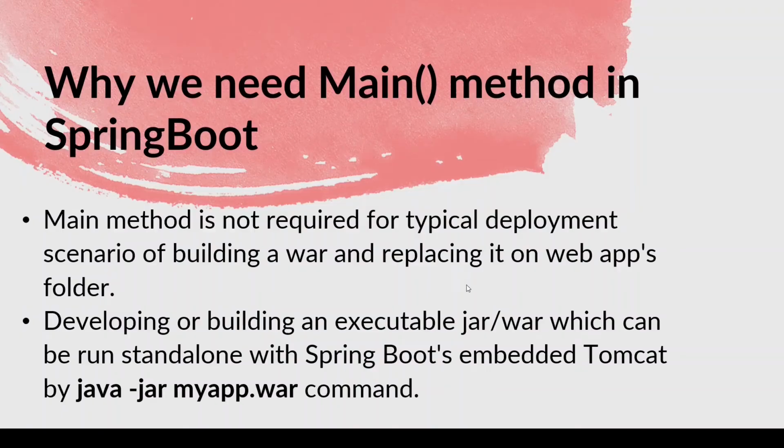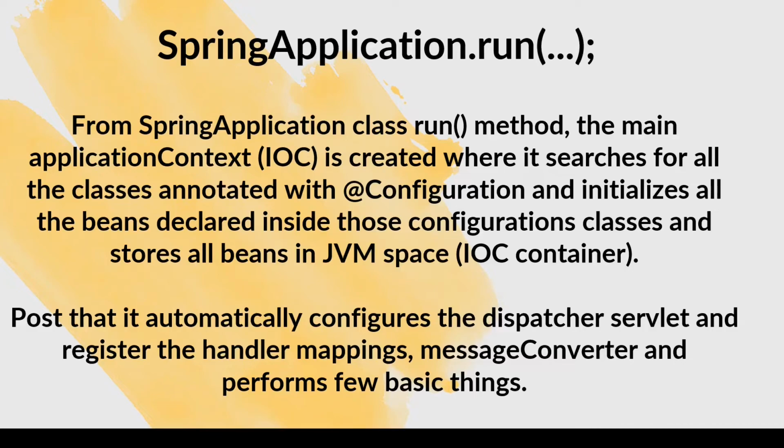So now you might be thinking what it contains, the SpringApplication.run method, right? From the SpringApplication class run method, the main application context is created. The main application context is nothing but the IOC container, where all the metadata of your beans will be registered. It searches for all the classes annotated with @Configuration, initializes all the beans declared inside those configuration classes, and stores all the beans in the JVM space, which is known as the IOC container.